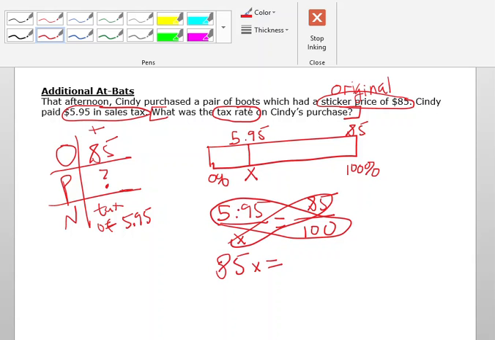85x is equal to 595 times 100, which is actually going to just be 595, because I just have to move that decimal point over when I'm multiplying by 100. And so now I'm going to do 595 divided by 85, and that gives me x is equal to 7. Now remember, I'm finding the tax rate, and I have to put the units. It's not $7. It's 7%.